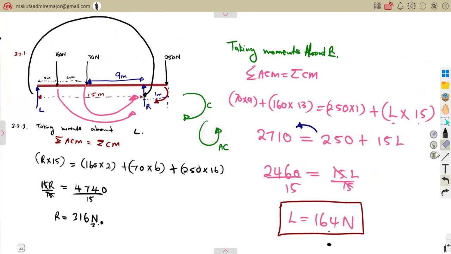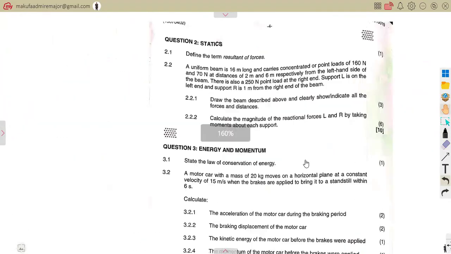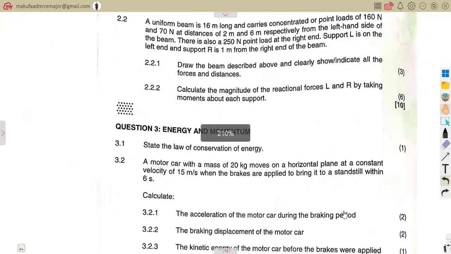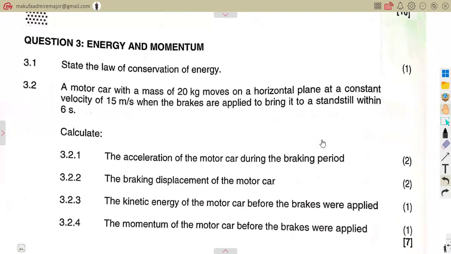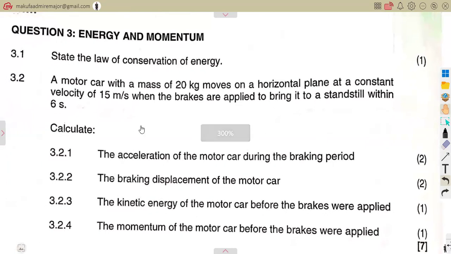So you can prove that and see if you are in the right direction, so that you know that at least you've got marks on that part or not. So that was our question 2, 10 marks. Then question number 3 on energy and momentum. State the law of the conservation of energy.